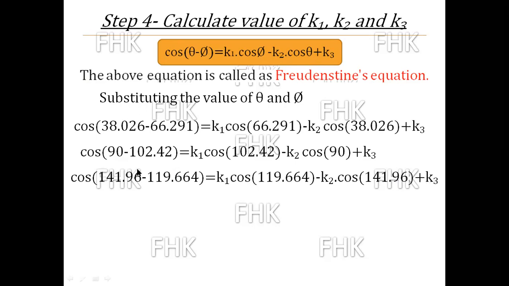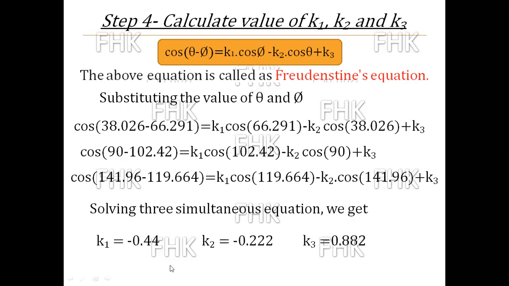So now in front of you are three equations and three unknowns. You can solve these on the calculator. I think you know the procedure to solve three equations with three unknowns on the calculator. After solving these three simultaneous equations, the value of K1 I am getting here is minus 0.44.